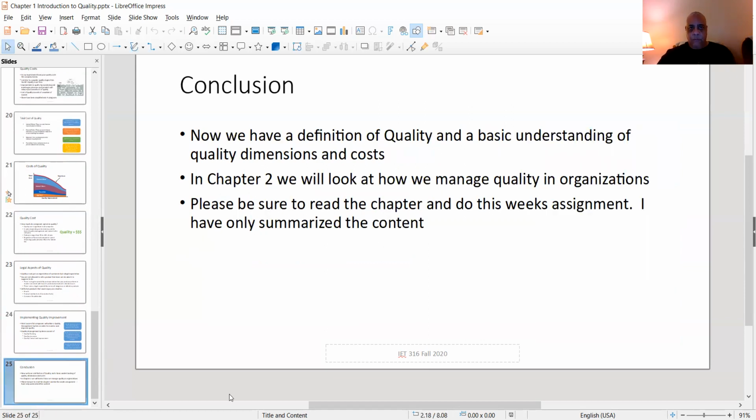Now, as I conclude, I want you to understand that quality is important in all aspects of business and your life. So now we have a definition of quality and a basic understanding of quality, dimensions, and costs. In the next chapter, I'm going to focus on managing quality in organizations.